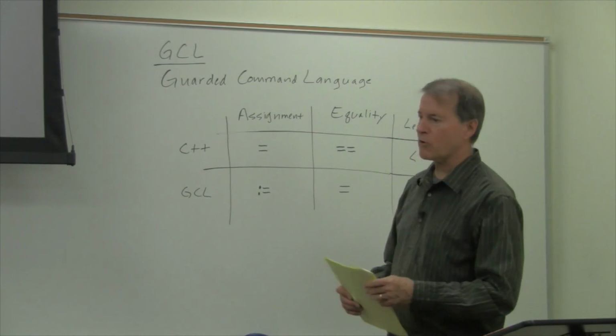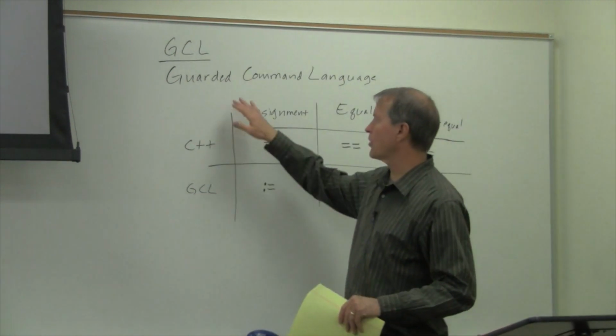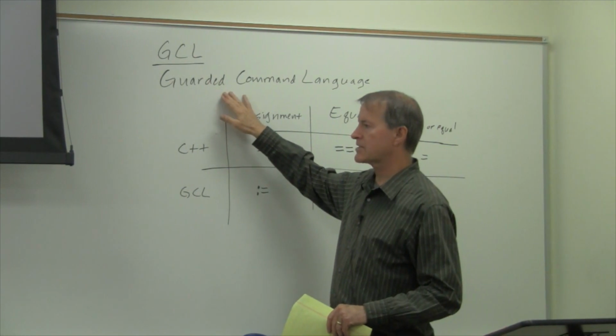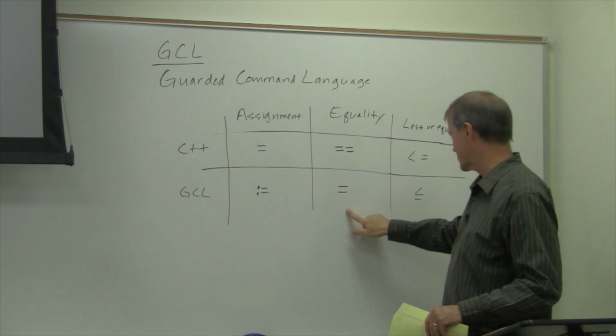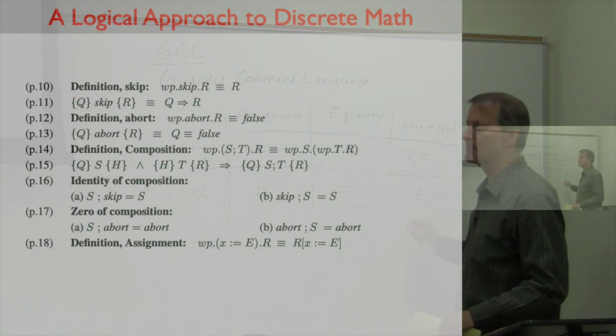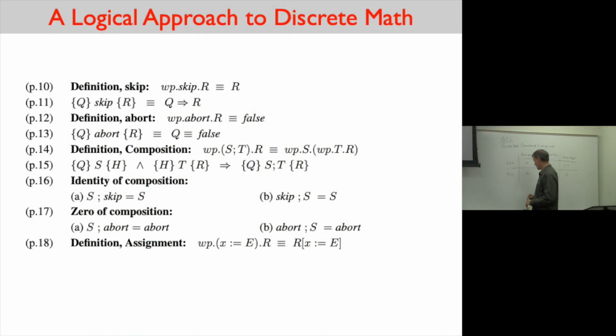Okay, so now what we're going to do is start actually learning statements in what is called the guarded command language. These are the symbols we're going to use on this row here. Now the first statement that is defined in the guarded command language is up here in P.10, and it's the definition of the skip statement. Okay?